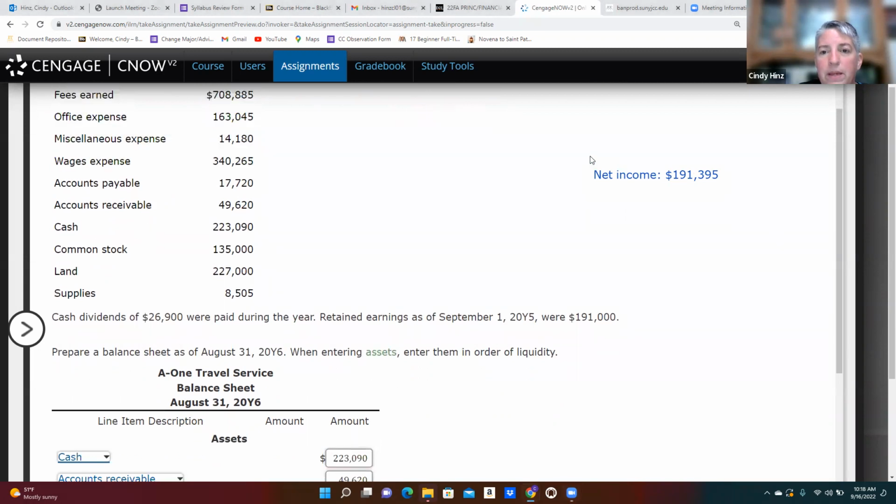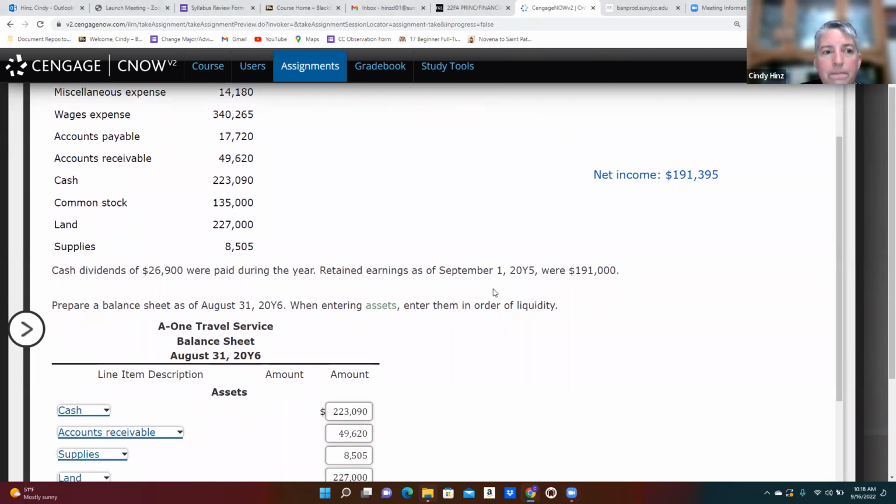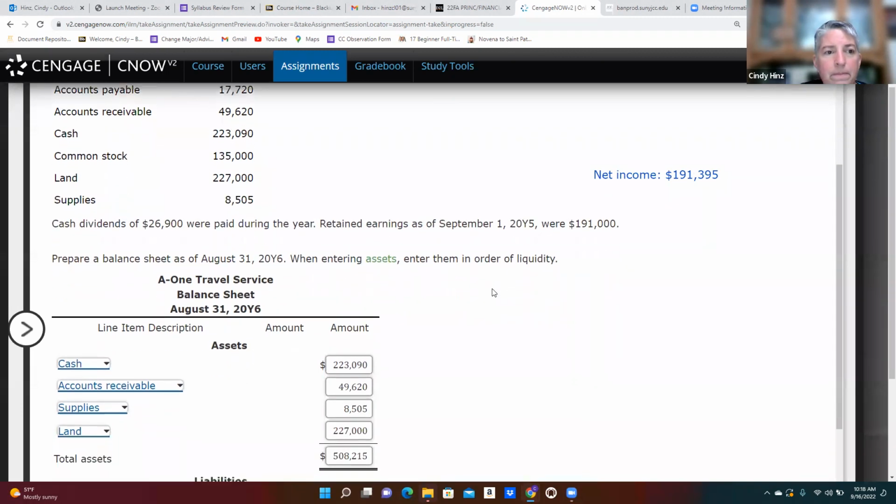So we could start with our beginning balance in retained earnings, which was 191. We can add to that our net income, and then we can subtract the dividends, which we're told were 26,900. And that should allow us to find our ending balance.